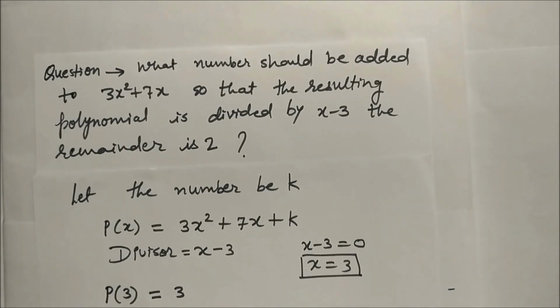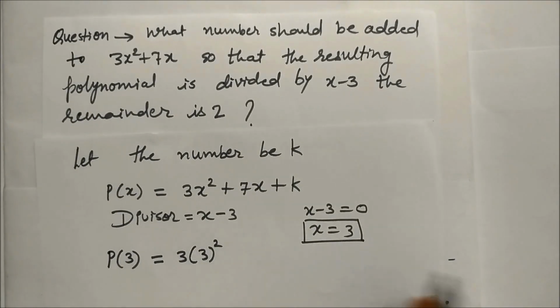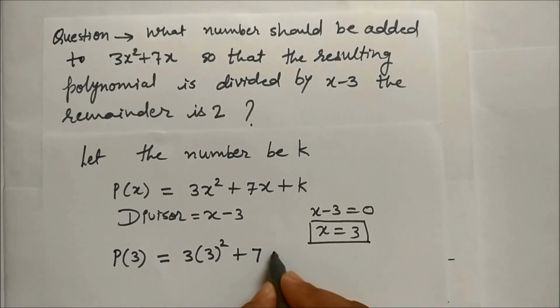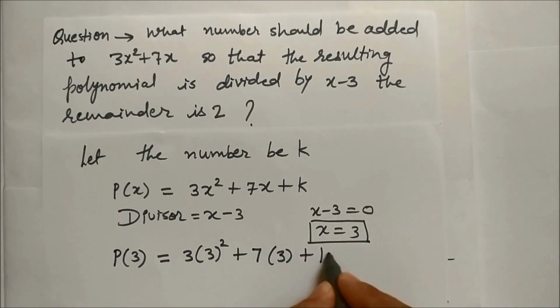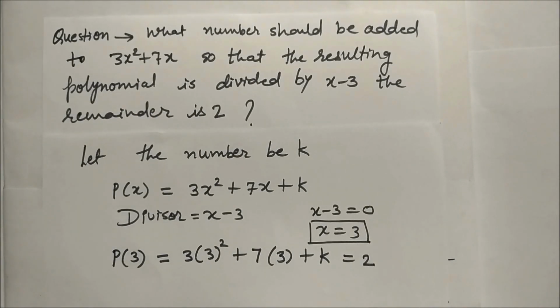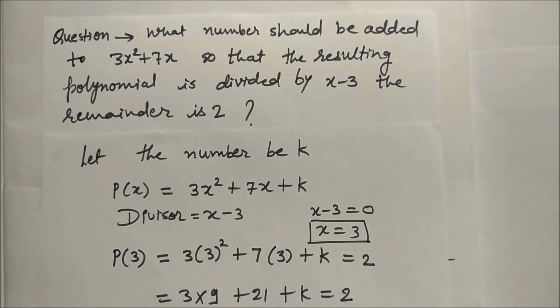In place of x we will write the value of x, and this is 3, so 3 square, after that plus 7(3) plus k, and the remainder is given 2, so we write this is equal to 2. 3 square is 9, plus 21, plus k is equal to 2. 9 3s are 27 plus 21 plus k is equal to 2.